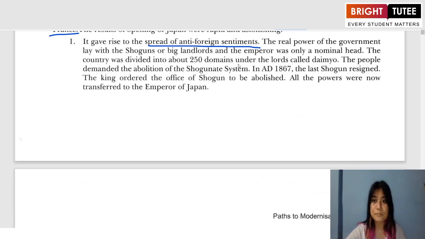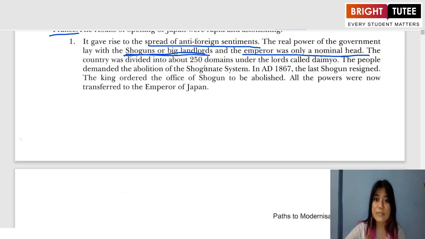The real power of the government lay with the shoguns or big landlords, and the emperor was only a nominal head. During that time, the rule of Japan rested in the hands of shoguns, who were basically big landlords, and the emperor of Japan was just a nominal head. He was not as powerful as he was expected to be.